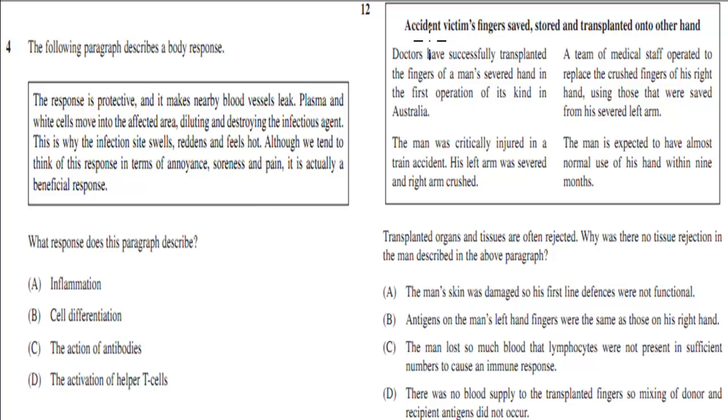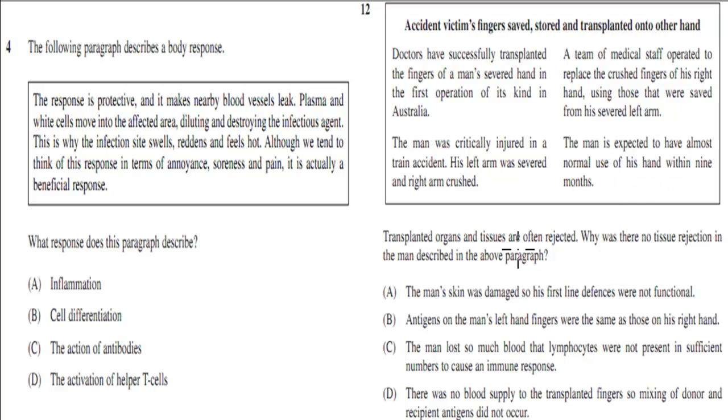Next one is accidents, victims' fingers saved, stored, and transplanted onto other hands. Doctors have successfully transplanted the finger of a man's severed hand in the first operation of its kind in Australia. The man was critically injured in a train accident. His left arm was severed and right arm crushed. A team of medical staff operated to replace the crushed fingers on his right hand, using those that were saved on his left hand. The man is expected to have almost normal use of his hand within 9 months.